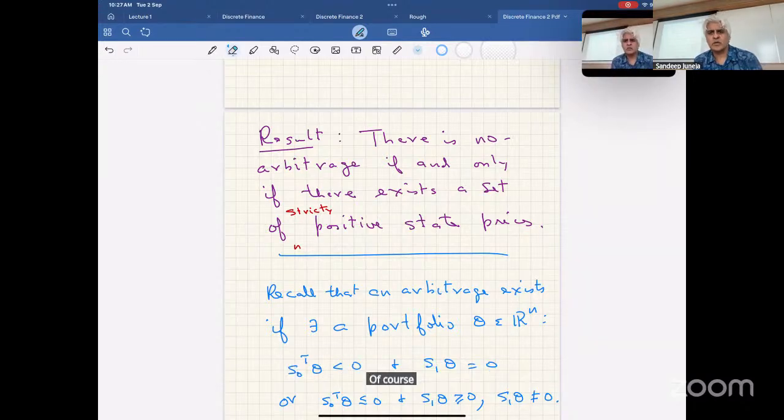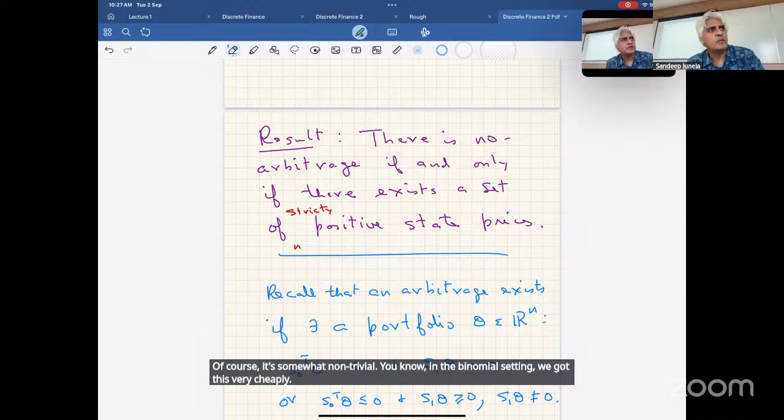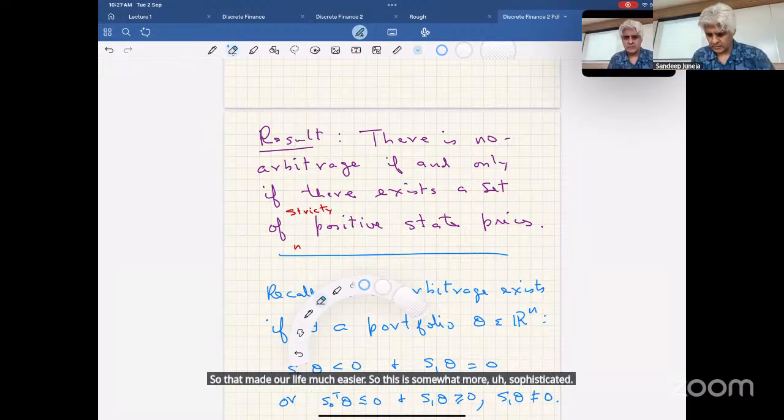It's somewhat non-trivial. In the binomial setting, we got this very cheaply, because no arbitrage implied that the return 1 plus r had to be between u and d. So that made our life much easier. This is a somewhat more sophisticated observation.